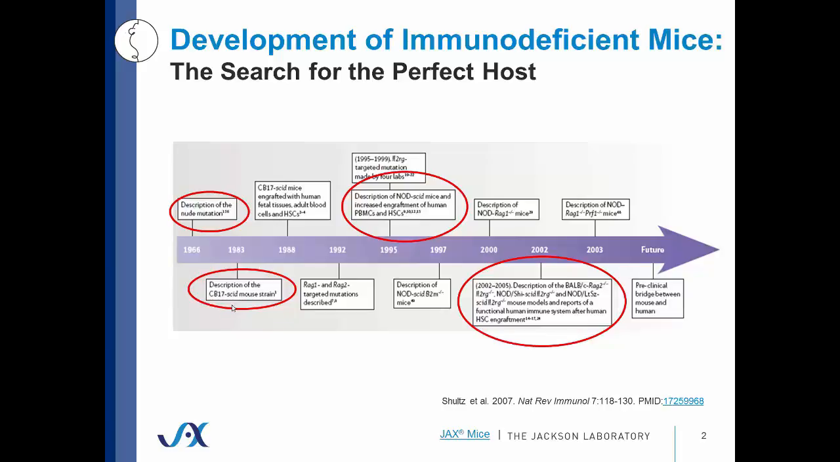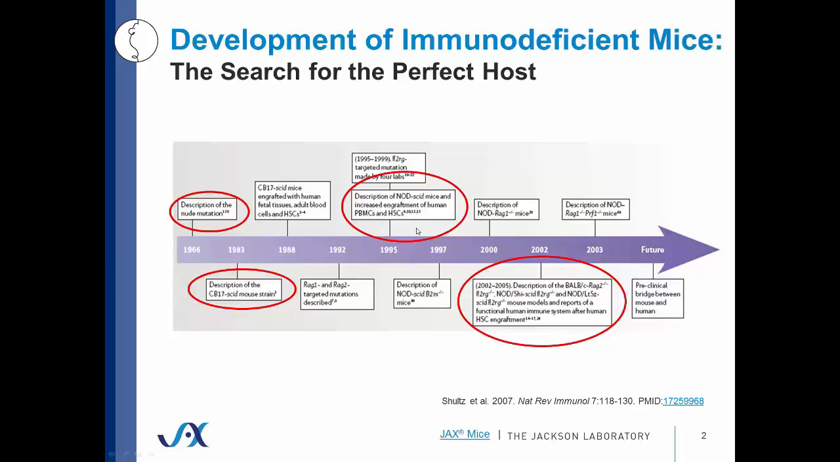Then about 1983, there was the first description of the SCID mutation. This is for severe combined immunodeficiency, and I'll talk more about that in a moment. This is a spontaneous mutation that arose on a BALB/C background strain. This strain is more immunodeficient because it's devoid of both B cells and T cells, but it still wasn't a good host for hematopoietic engraftment.